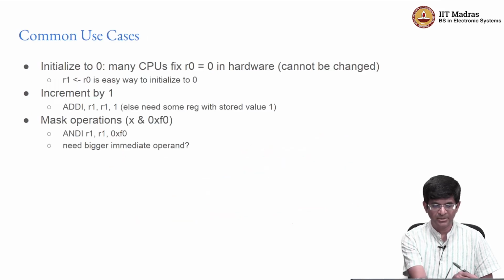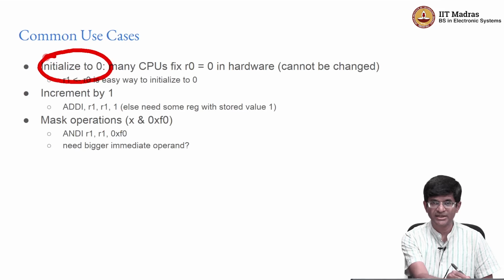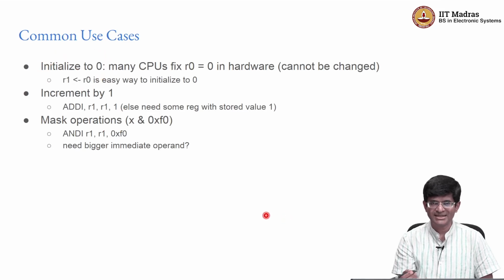So, as I said, there are many common use cases for immediate operands. One is just initializing to 0, right? And since, as I mentioned, just empirically people have observed that 0 is probably the most common immediate operand that is used, many CPUs actually do something else. They say that rather than just sort of trying to use 0 as an immediate operand, why not just fix one of the registers R0 to the value 0, right?